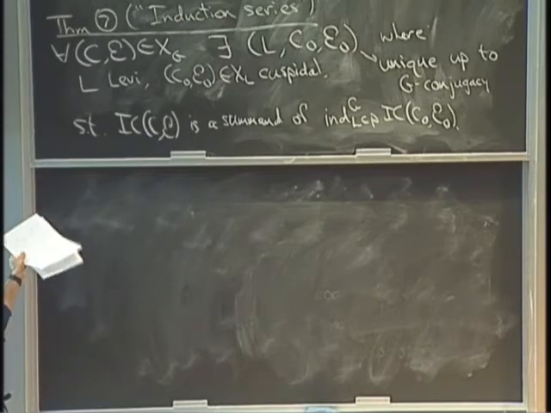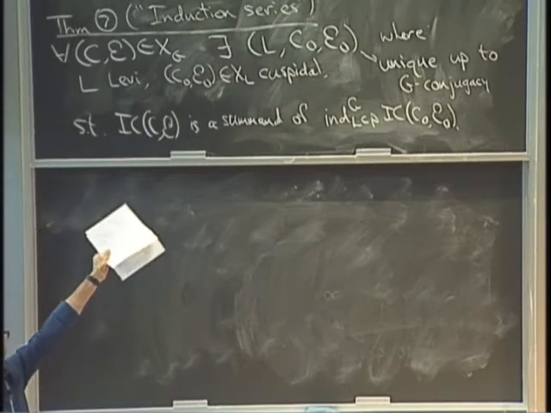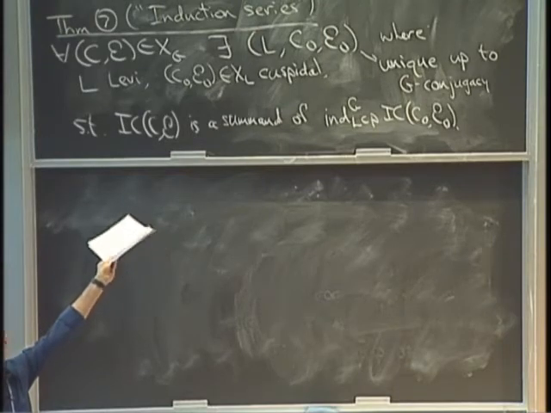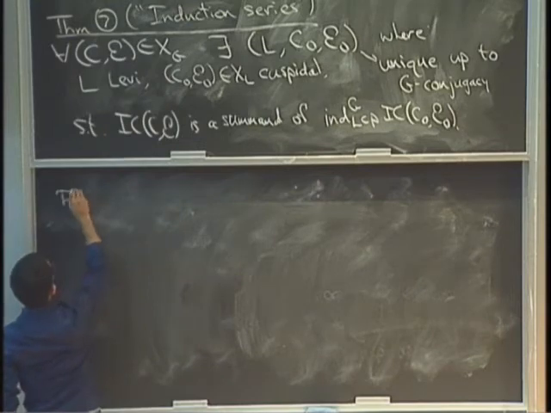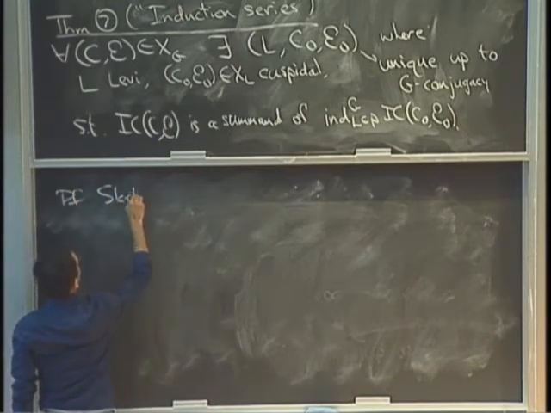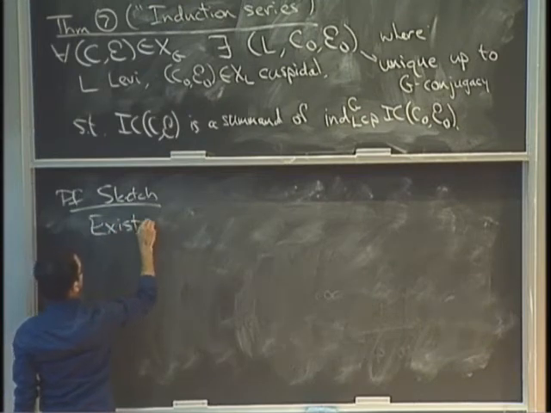Oh yeah, right. So just to make it clear, it's possible, I mean, C E itself might be cuspidal. And in that case, the triple is G and then just C E. So the existence is obvious.